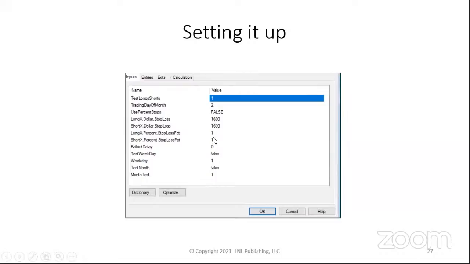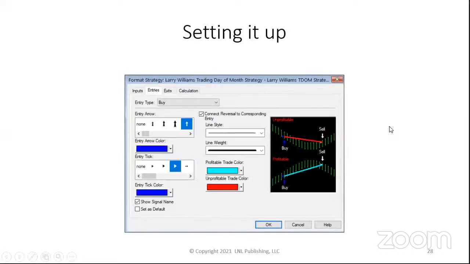If we want to use percentage stop losses, we can put in whatever percentage we want and also optimize for that. There's our bailout delay. In this case, 0, we're going to enter on the first profitable opening. We want to test by day of the week? Not. If we want to test by month, we can, but in this case, we're not going to. We're going to test all months. And then you're going to click OK, and the computer will go do its thing.